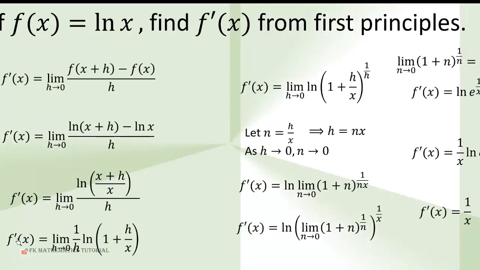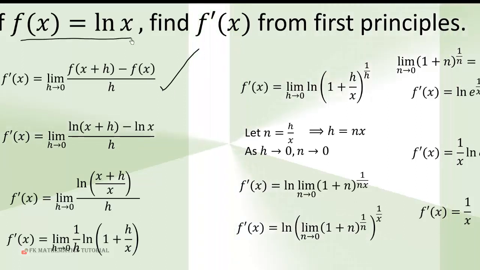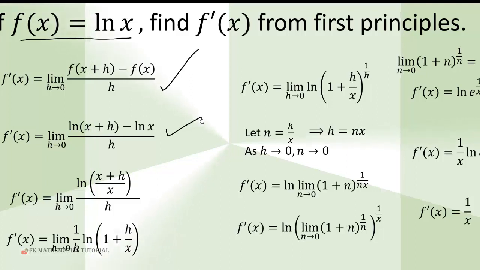So first, this is the formula from first principles. Then next, f of x is ln x. So f of x plus h will be ln(x + h). That's what we get here. We apply the quotient rule of logarithm. So we write one logarithm, one base, then we divide this and this. So this will be divided by this. That will give us this expression.